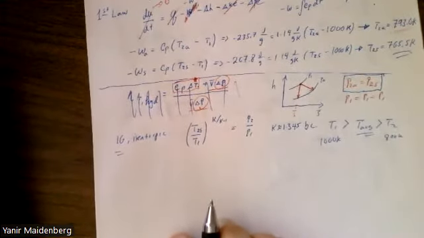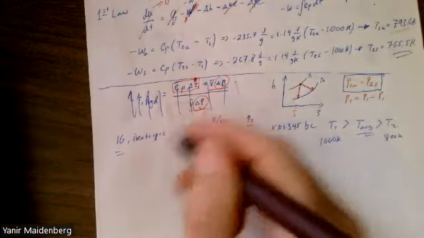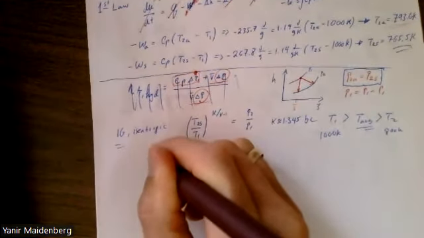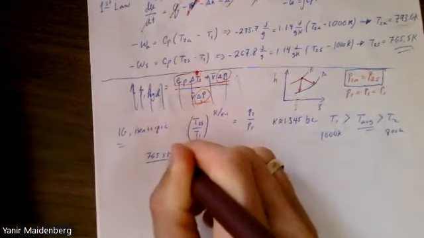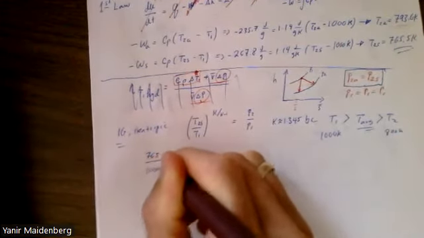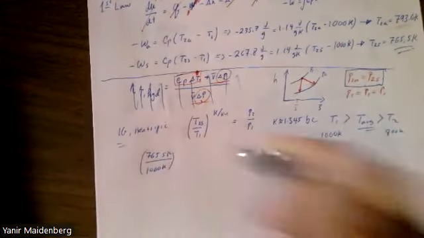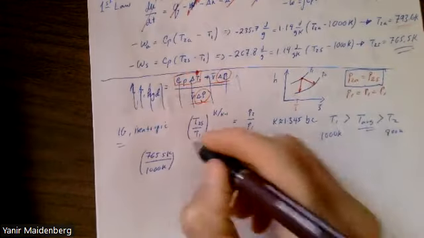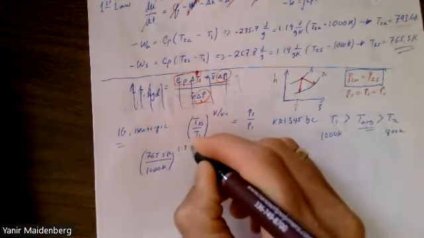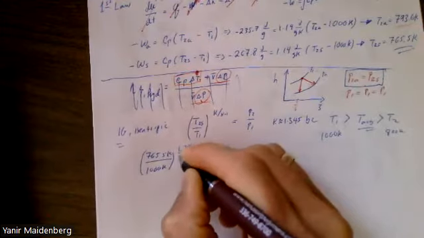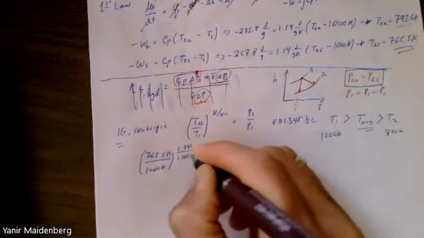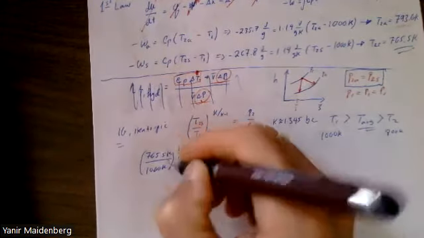All right, so that means that I'm going to put all of that in. 765.5 Kelvin divided by 1,000 Kelvin, all of this raised to 1.345 divided by 1.345 minus 1. Okay, so this is the exponent.